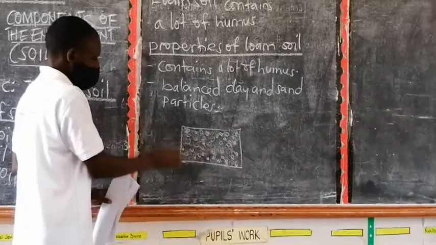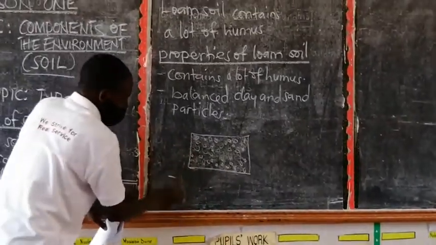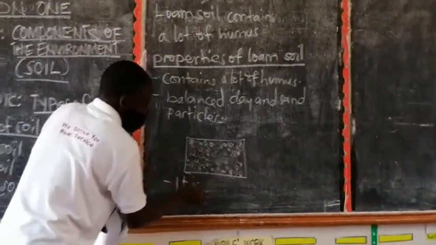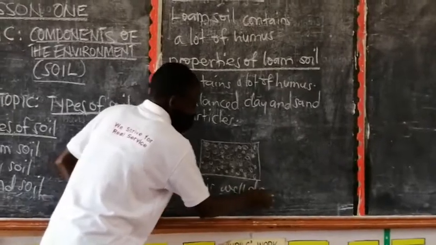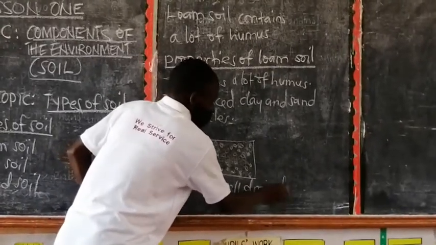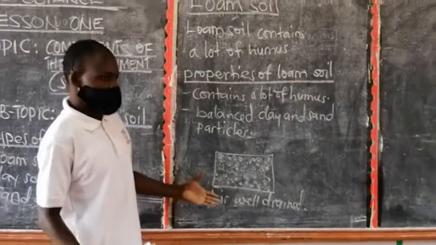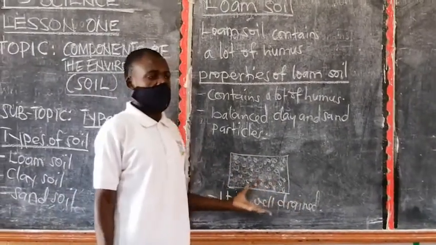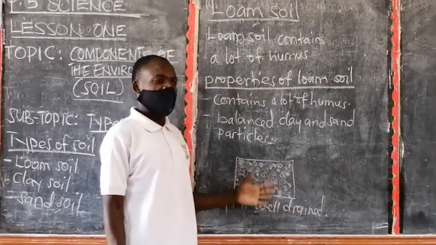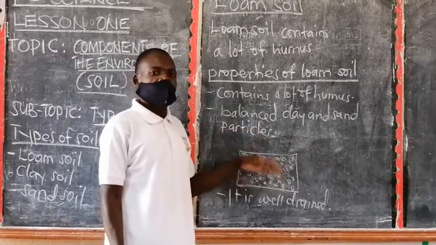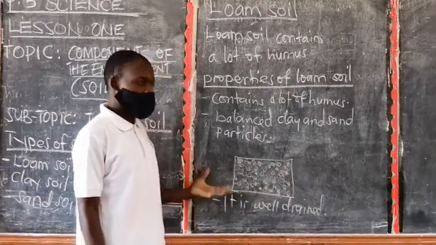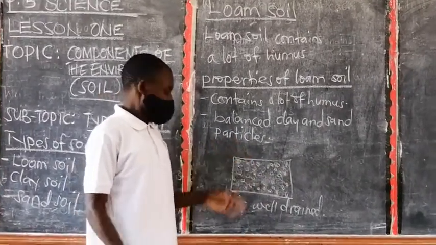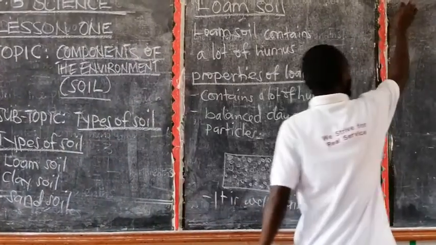So loam soil also has another property. It is well drained. Well drained means it does not hold water for a long time. Water cannot logged in it, and also it cannot lose water very fast like sandy soil. So it is moderate. It is also well aerated.